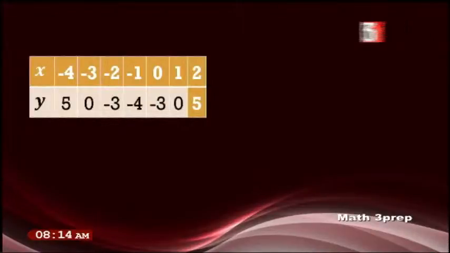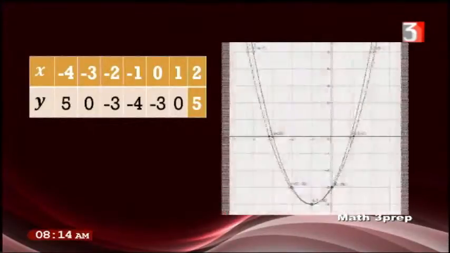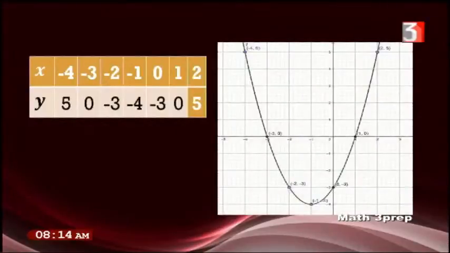Then, let us start to plot or graph this equation. How? By plotting the points (negative 4, 5), (negative 3, 0), (negative 2, negative 3), (negative 1, negative 4), (0, negative 3), (1, 0), and finally (2, 5). You are going to obtain a curve like that drawn in front of you.